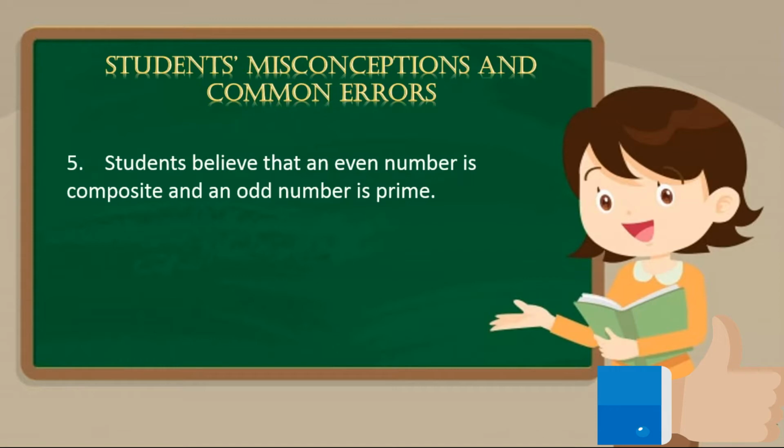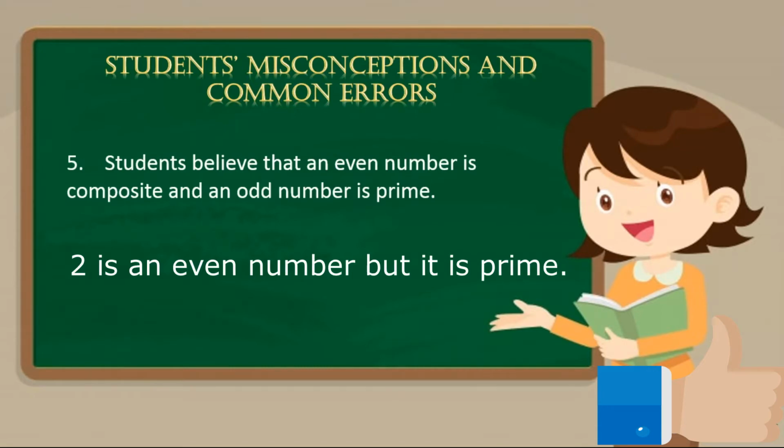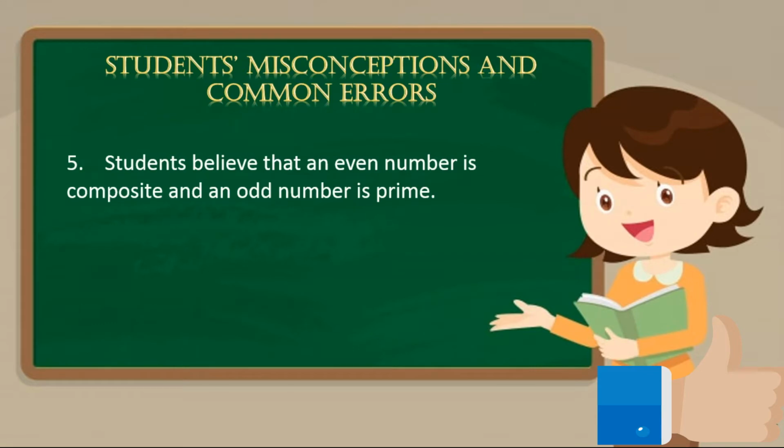Now, to contradict this statement, say for example, the number 2. 2 is an even number, but it is a prime number. Why prime? Because the factors of 2 are 1 and 2 only, or 1 and itself. By the definition, a prime number consists of 2 positive divisors or 2 factors. That is 1 and itself.